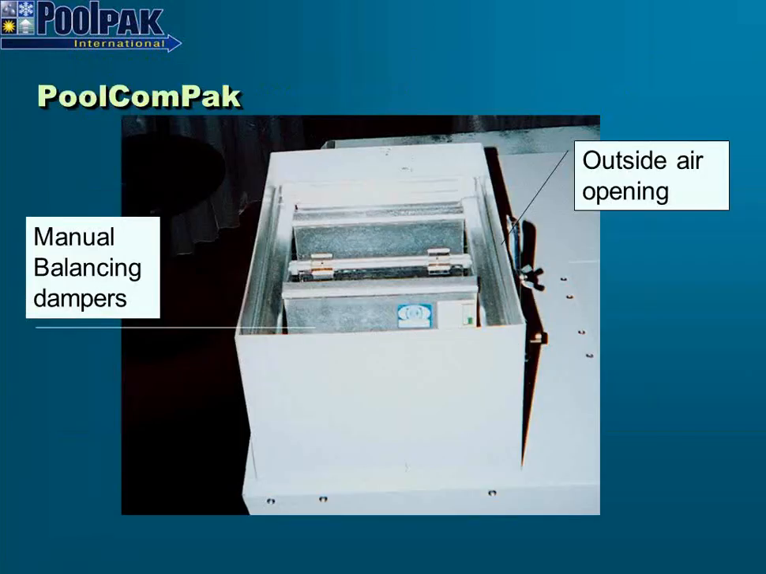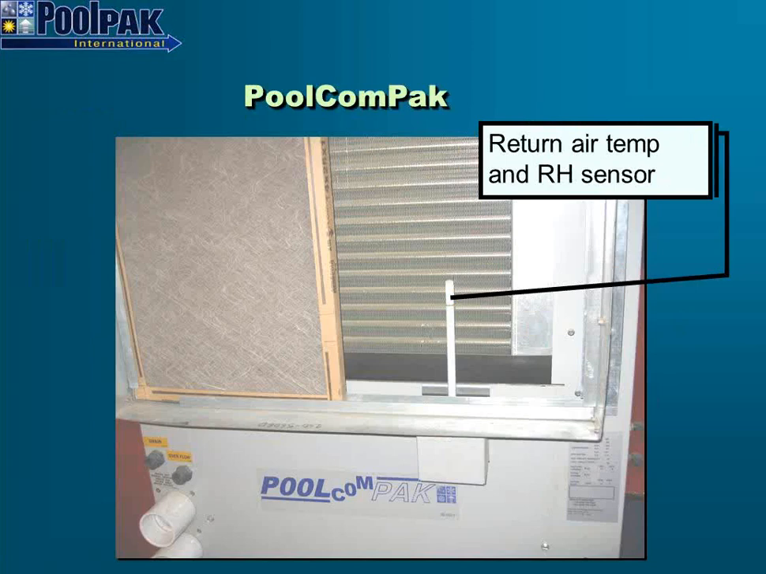Here's the outside air opening with the manual balancing dampers. Again, to exhaust the air from the pool natatorium, you would have to have a dedicated remote exhaust fan. Here's the return air sensor and the RH sensor. Again, we need to know what the conditions are of both the return air and the outdoor air to properly control the unit.